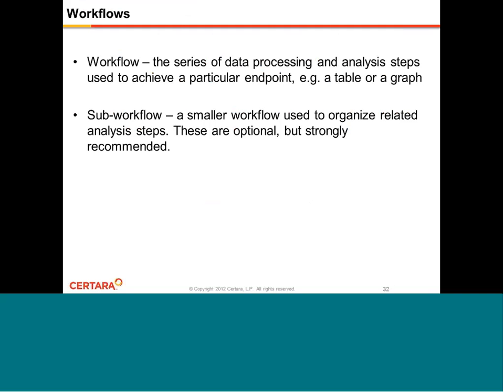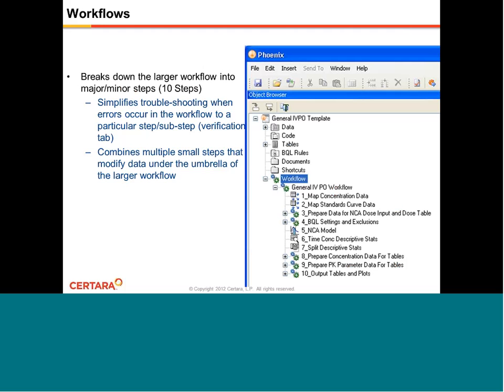A sub-workflow is a smaller workflow used to organize related analysis steps. These are optional, but they are strongly recommended. A sub-workflow breaks down the larger workflow into major and minor steps. And this simplifies troubleshooting if an error were to occur in the workflow to a particular sub-step. So we see in the chart example here, one of the sub-workflows is number 3, prepare data for NCA dose input and dose table. So everything related to constructing the normalized dose is organized in that sub-workflow.